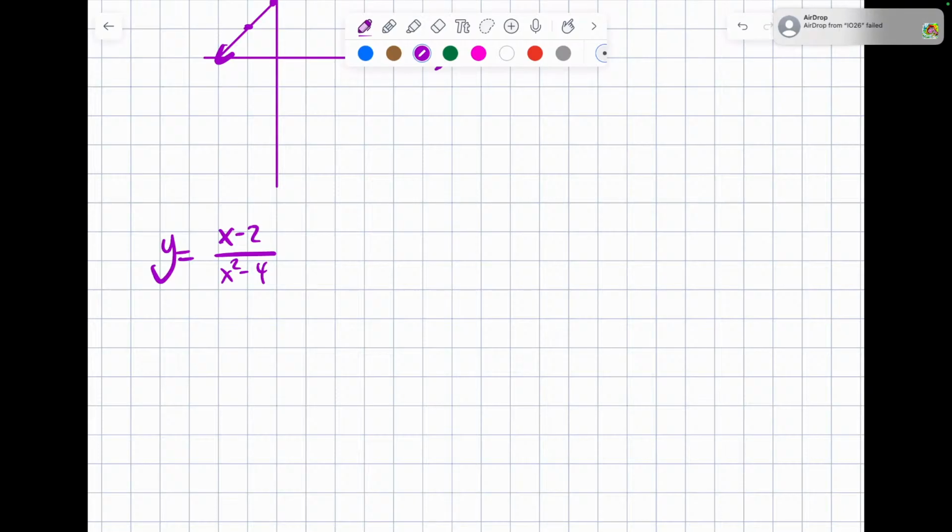You can graph it. See what you can find though. Think about what you learned yesterday and think about what you learned today. So it's kind of a combination of both.